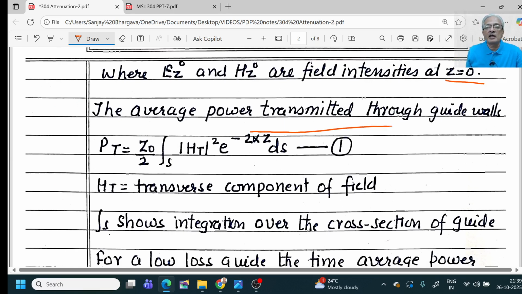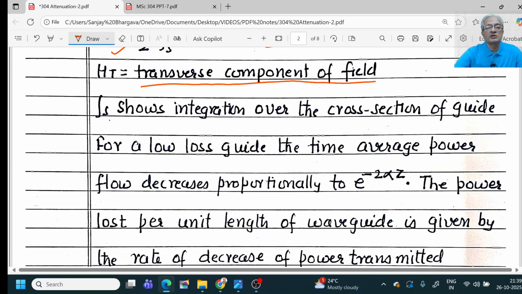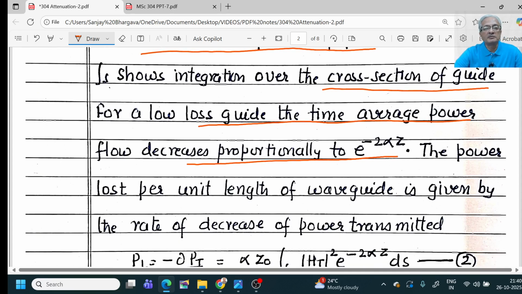The average power transmitted through the guide walls would be given by Z0 by 2 integral of |HT|² e^(-2 alpha z) ds. HT represents the transverse component of the magnetic field. The integration over the surface is the integration over the cross section of the guide. For a low loss guide, the time average power flow decreases proportional to e^(-2 alpha z). If we have a low loss guide, the time average power flow would decrease proportionally to e^(-2 alpha z).